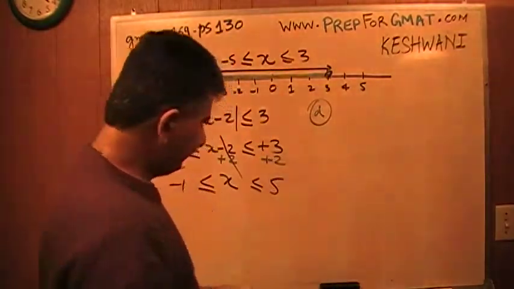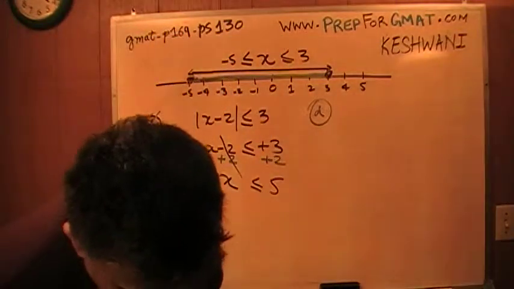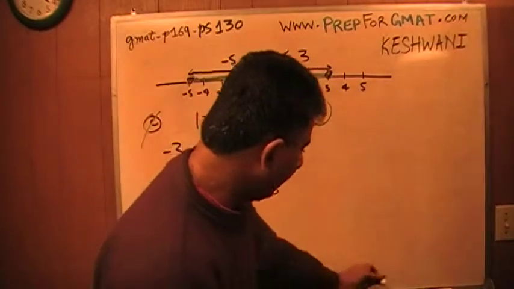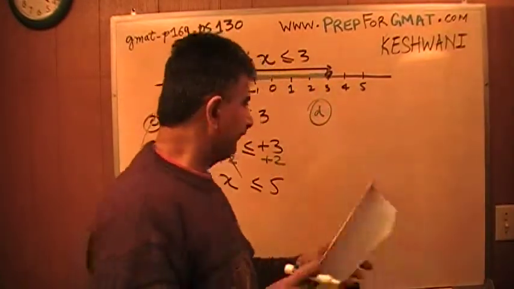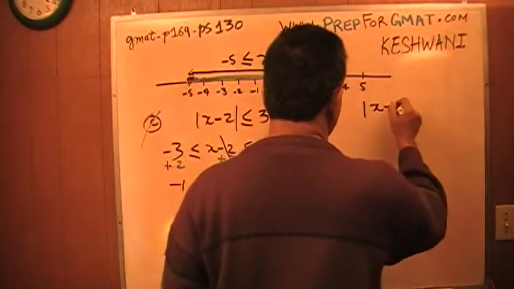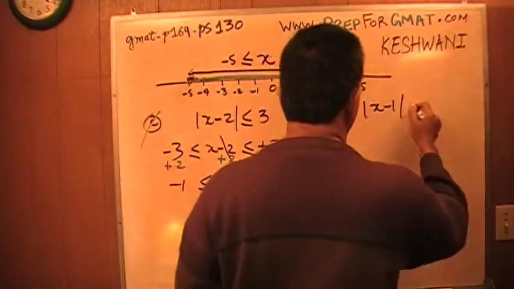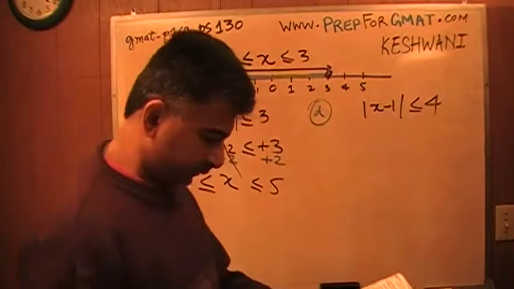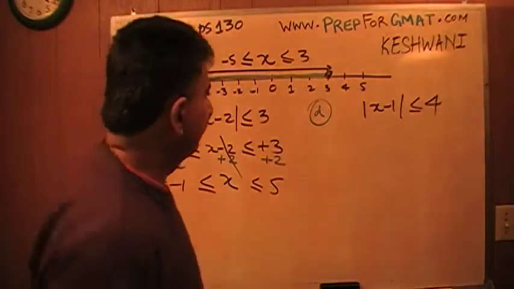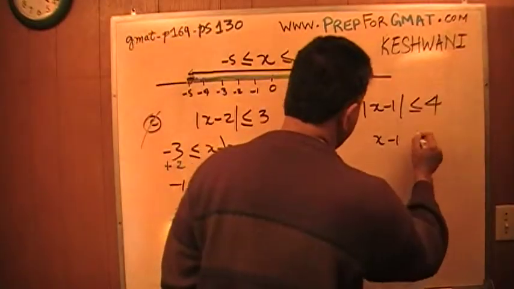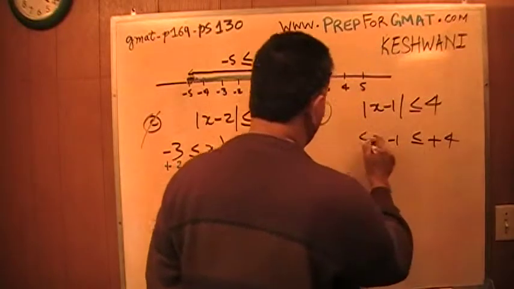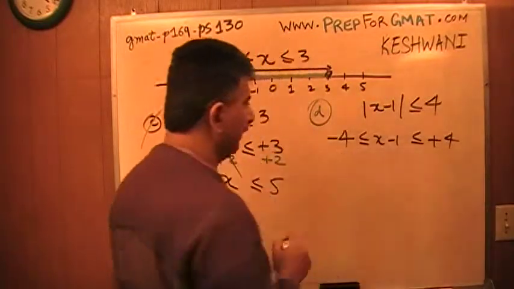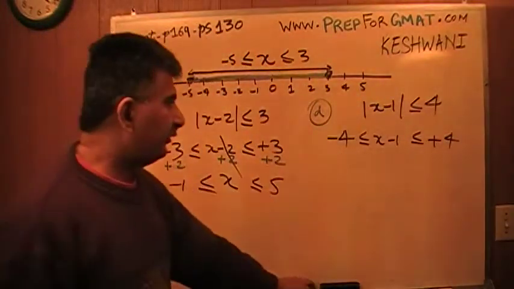D says negative x minus absolute value of x minus 1 is less than or equal to 4. Let's take a look at it again. We're going to set it up the same way. So x minus 1 is less than or equal to positive 4 or is less than or equal to negative 4. How do I solve for x?